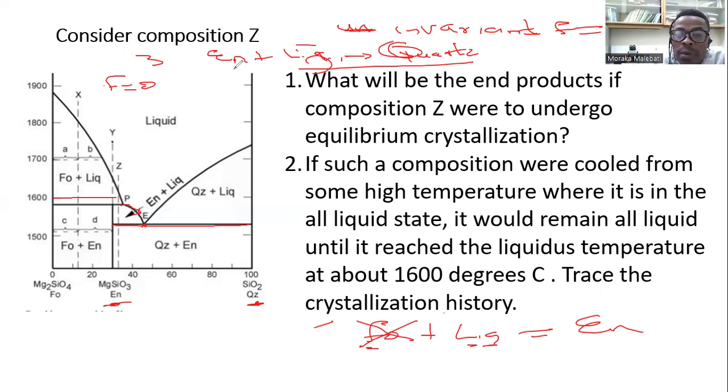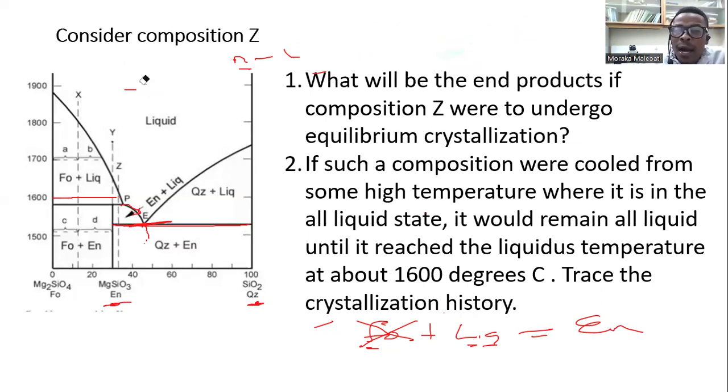Now, if we're remaining with astatite, liquid and quartz, then the system will go a bit downward. It is no longer at this constant temperature, and that is why we are remaining with only quartz and astatite. So I hope you've noted that composition Z, since it lies between astatite and quartz, will end its crystallization history with quartz and astatite.